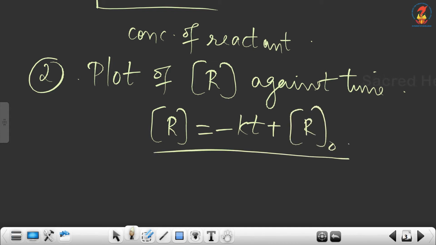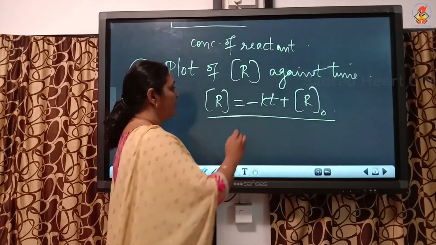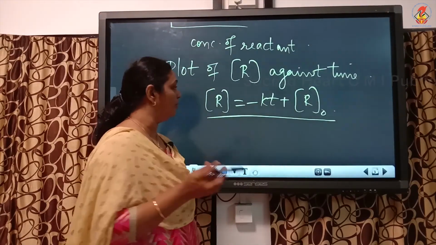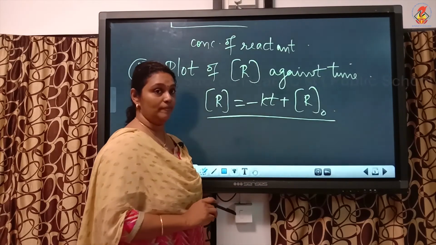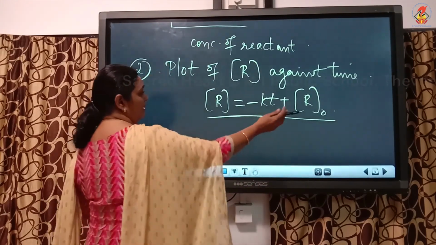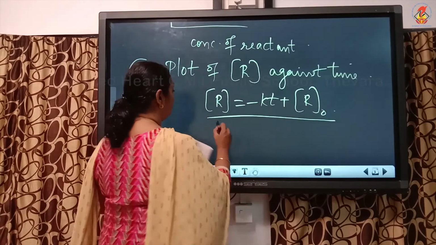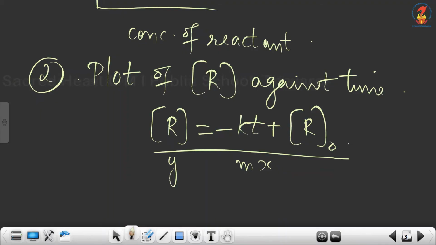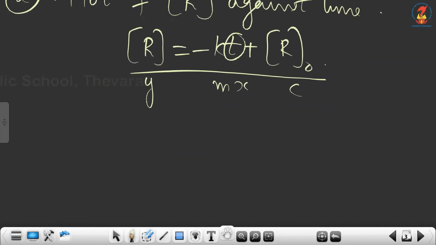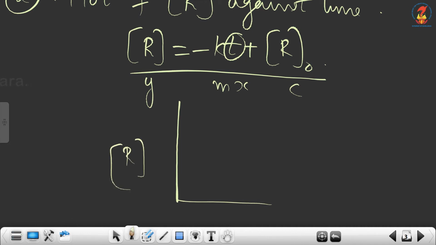Now this expression is from the derivation where we substituted I is equal to R0 and we got this expression. So here you can see that this expression can be compared with the equation of a straight line, that is Y is equal to mx plus C. So, the graph is plotted between concentration of R against time, and you can see that we get a straight line graph with slope equal to minus K.